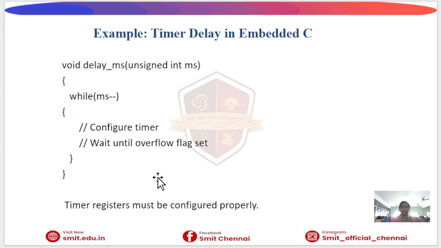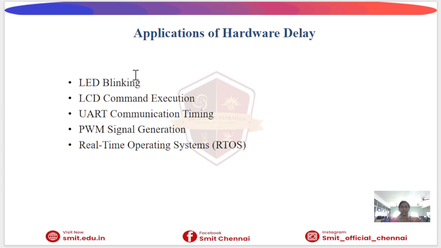Next is the timer delay in embedded C. Here is the example: void delay_ms. What is meant by ms? Here ms is the delay value. Whatever value you give in the place of ms decides how long the delay will be. In this program, the timer is configured, and ms is the delay value. The timer registers must be configured properly. Then we wait for the overflow flag. If the timer register is not configured properly, the delay will be wrong.